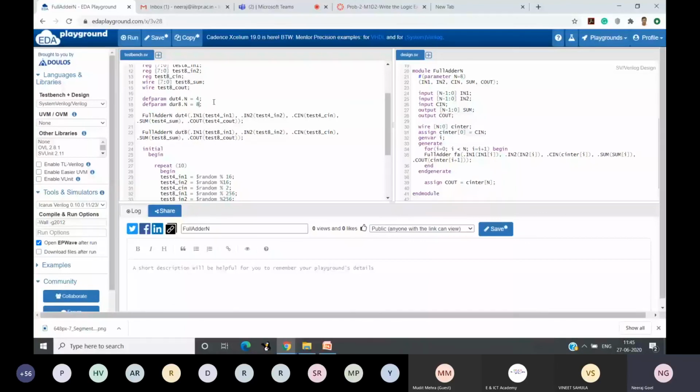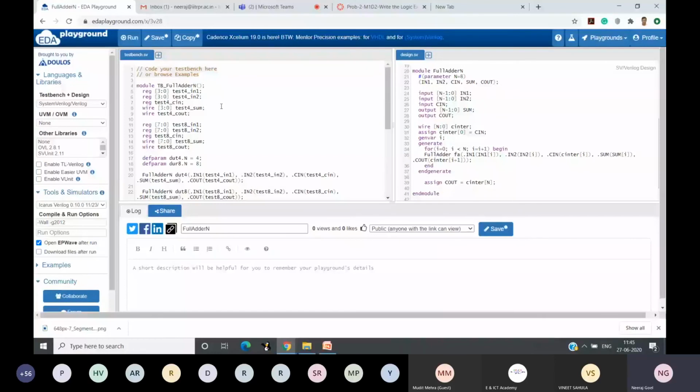Because they are two different instances, similarly I will create two different sets of inputs. One would be test 4 underscore input 1, which is 4-bit. Similarly, test 8 underscore input 1, input 2, they're all 8 bits. So I created two sets of inputs, one which is 4-bit, another which is 8-bit. And then I have instantiated both of them.